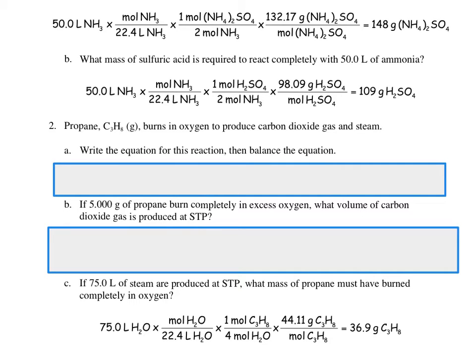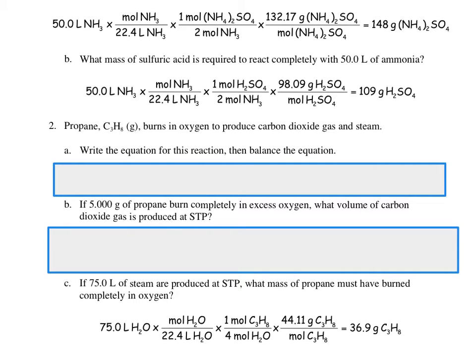And the first part asks us to write the balanced equation for this reaction, write the equation, and then balance the equation. So the C3H8 is given. I think most of you know now that oxygen gas is O2, CO2 for carbon dioxide, and H2O for water vapor.